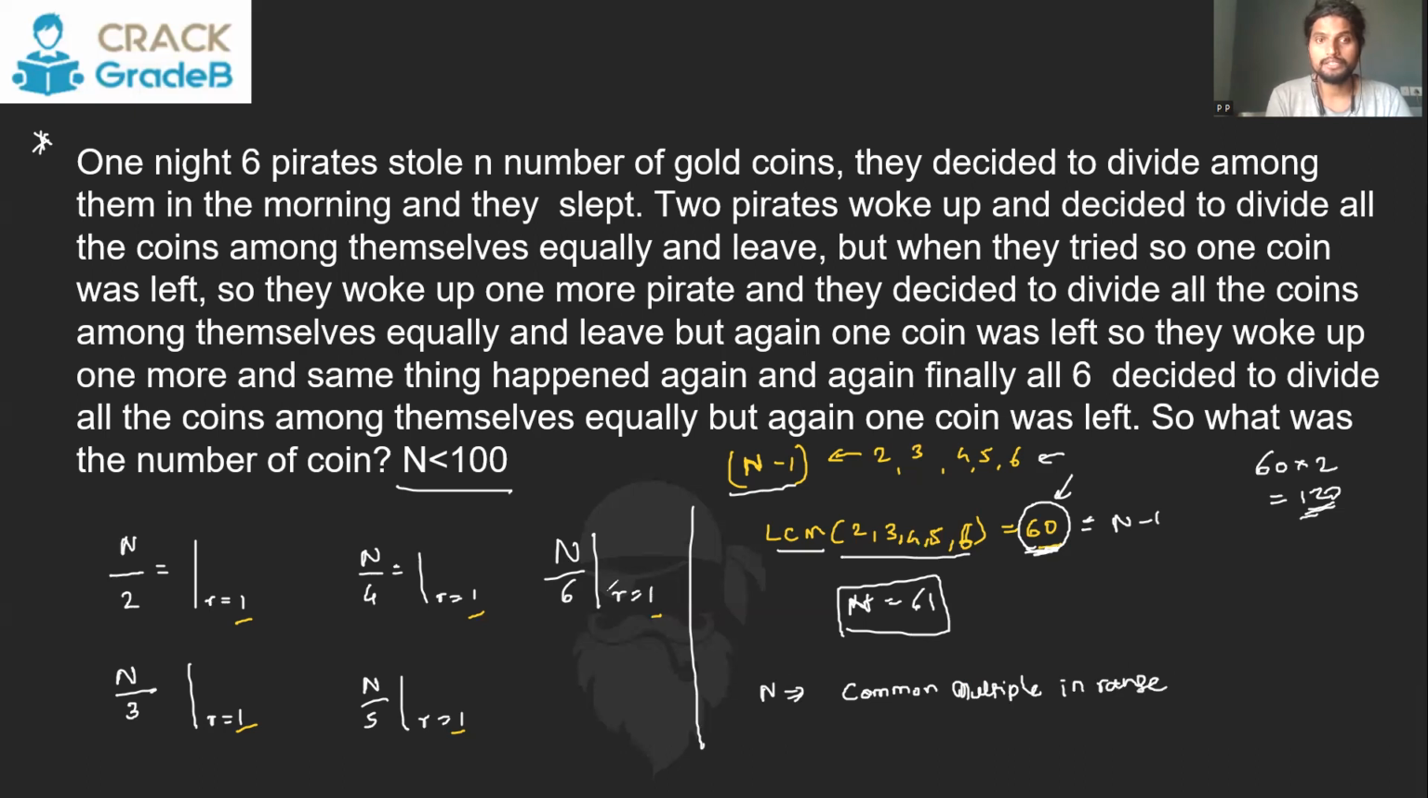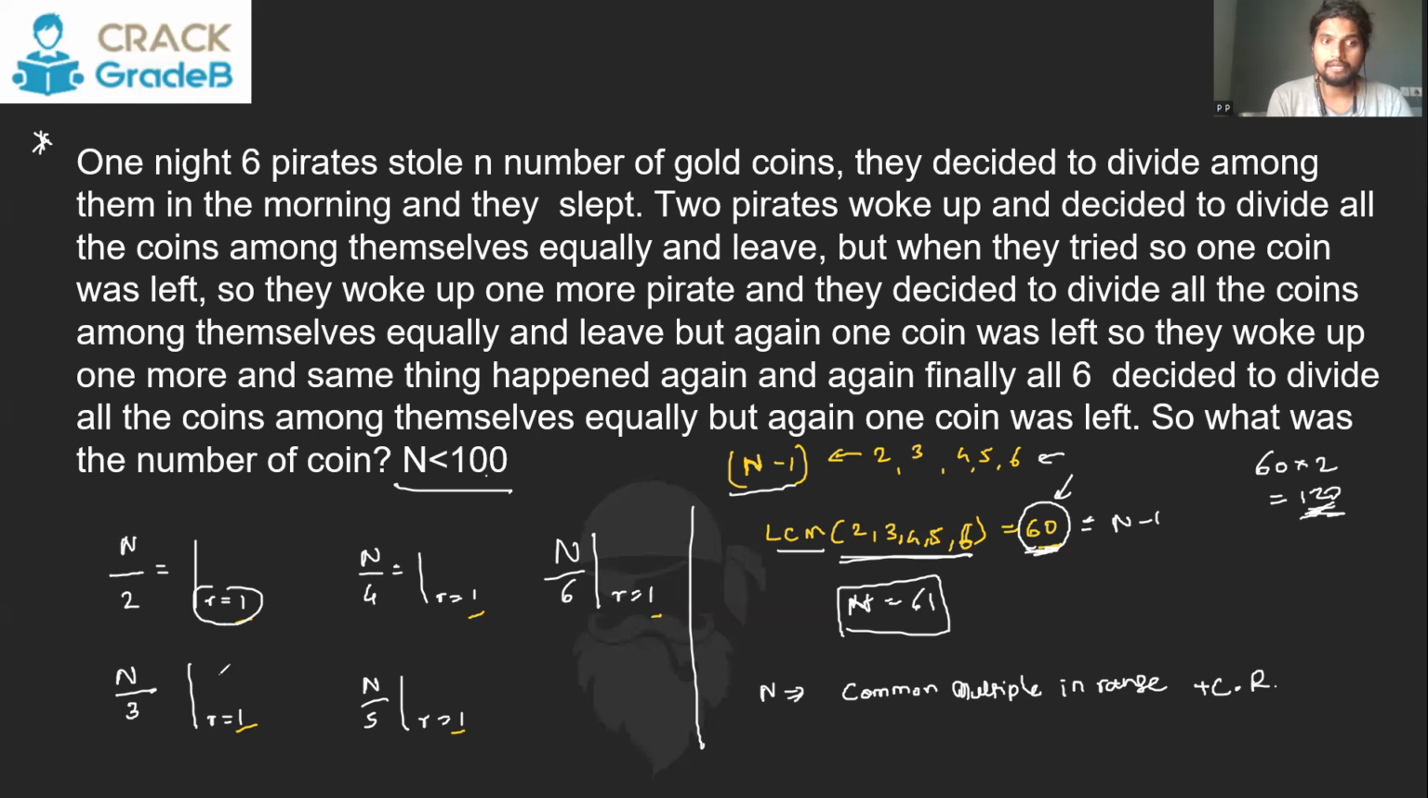For range, it could be 100 to 200 as well. So if that was the range, then you know in that range, 120 will be the common multiple of these all. And then 120 plus 1. That means common multiple in range plus common remainder.